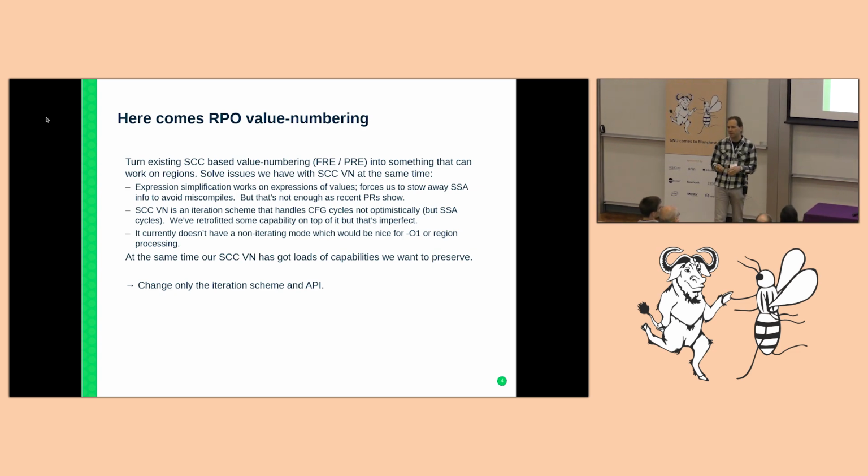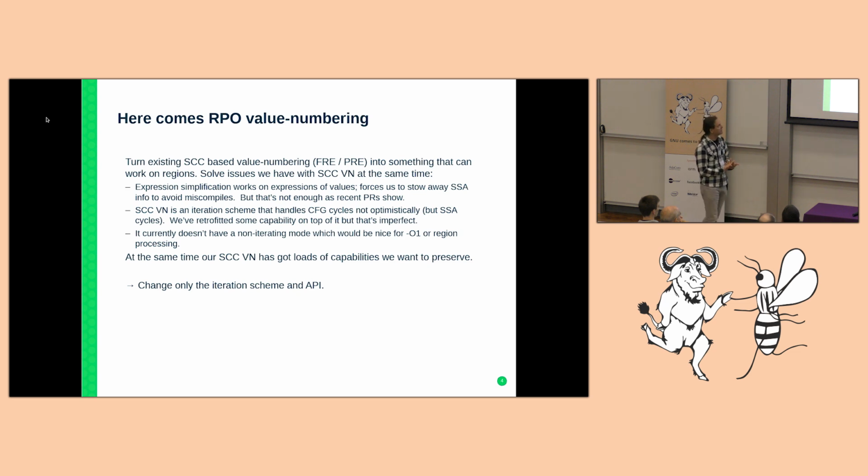We do have a quite powerful CSE pass, which is FRE and PRE, which uses the SCC-based value numbering, which has gotten a lot of tricks, especially when working with memory over the last years. And I tried to address some issues we've run into with the approach taken by that pass, and basically rewrite the existing value numbering pass to work on regions and fix those issues on the way.